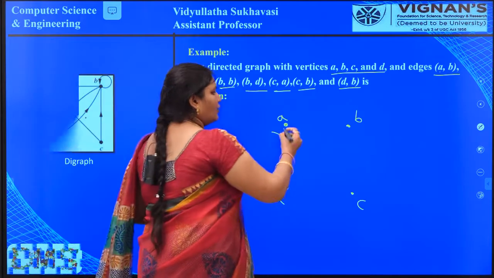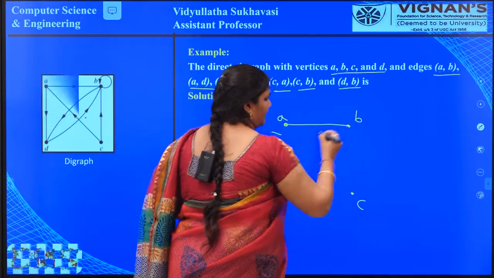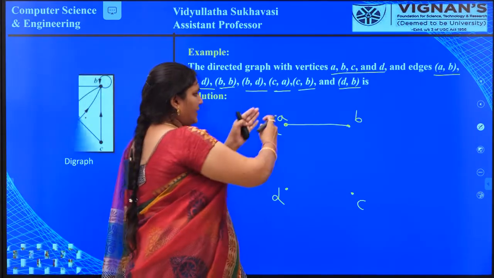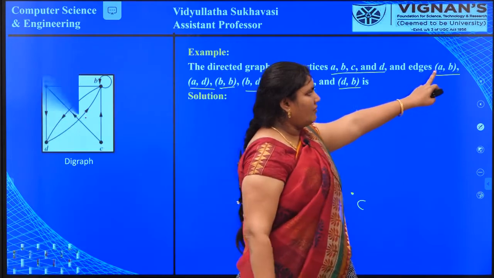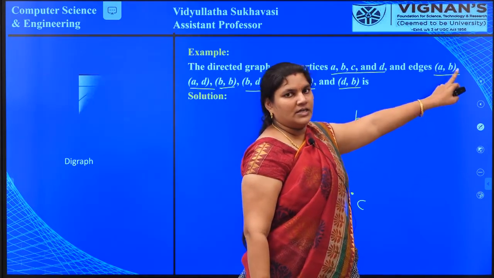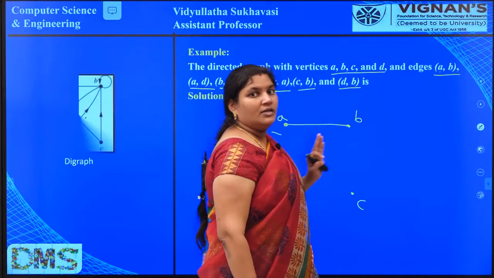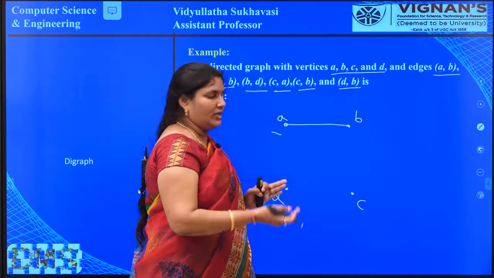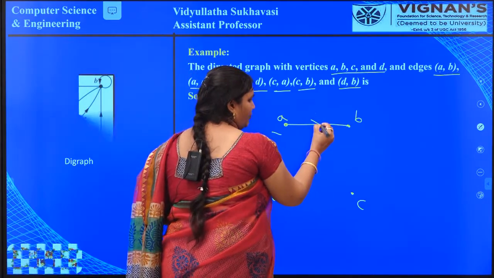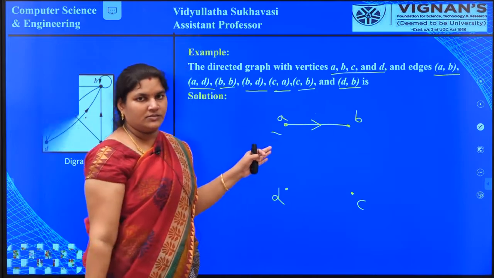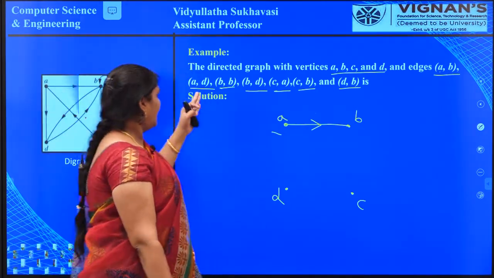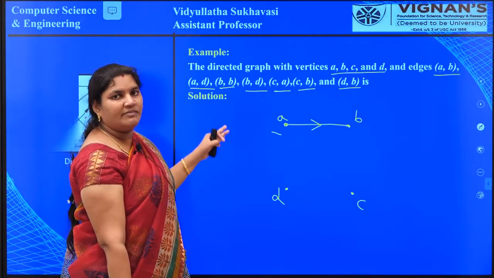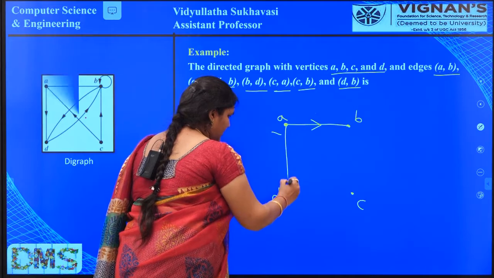An edge is nothing but drawing a line between A and B. That means we are showing the path with the help of edges. We are moving from A to B. So A is the initial vertex here and B is the terminal vertex. Since it is a directed graph, we need to specify the direction also, from where we are moving. So since we are moving from A to B, we specify the direction like this. Next, what is the next edge? A comma D. That means from A we are moving to vertex D, like this.